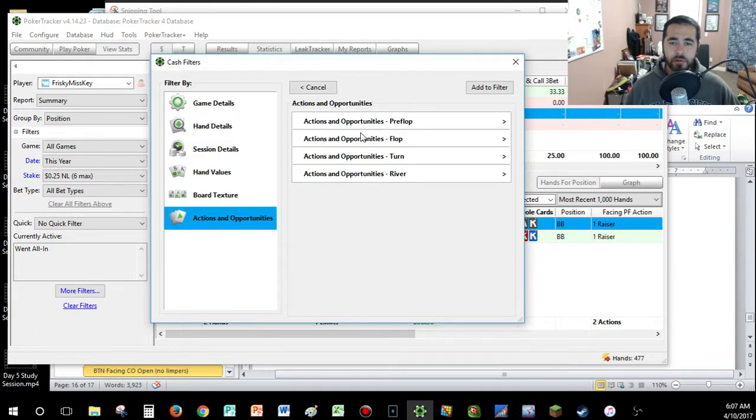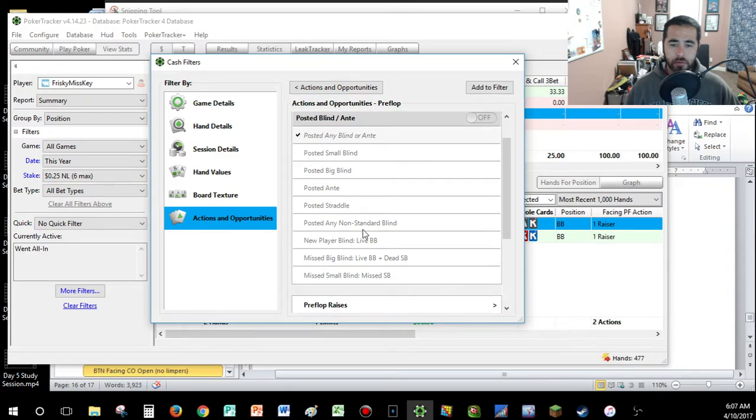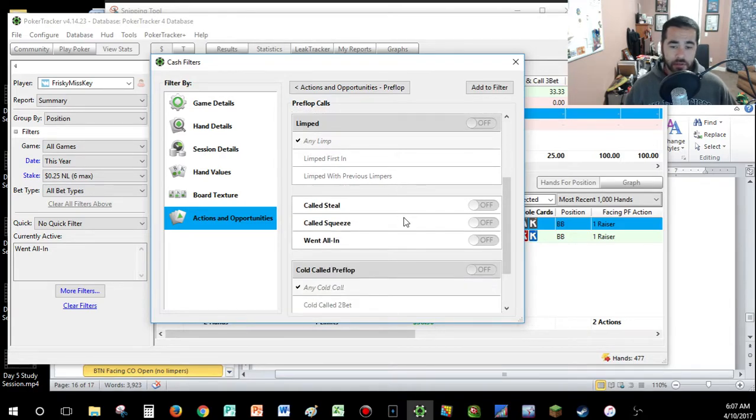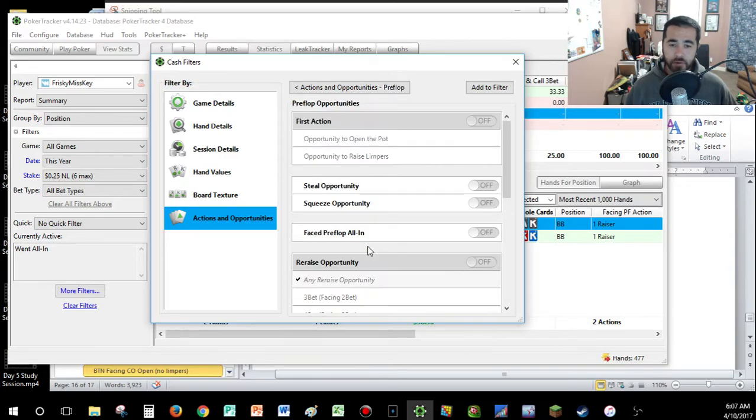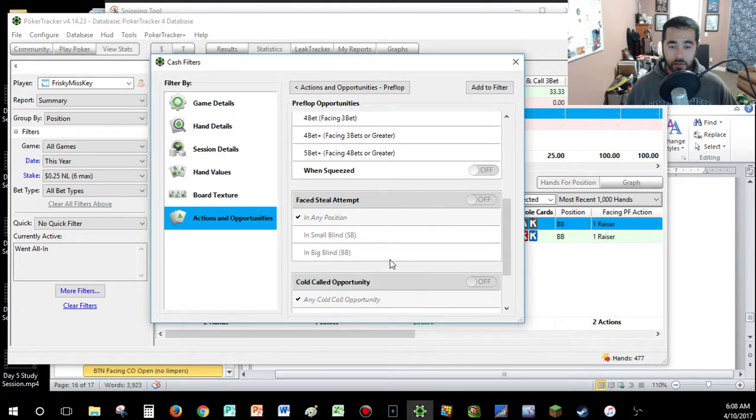Okay, let's go to preflop opportunities. Preflop calls. Okay, so I have the opportunity to call. I didn't necessarily make the call, but there's nothing here. Let's go to preflop opportunities. Okay, so it is a 3-bet opportunity.